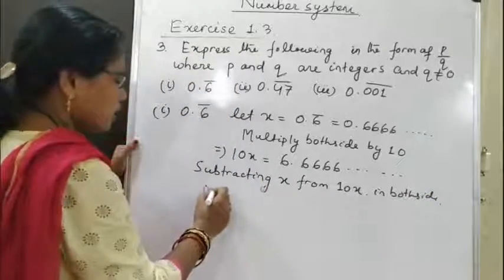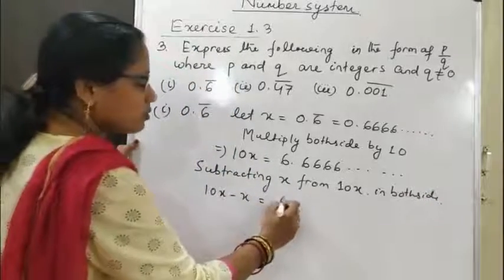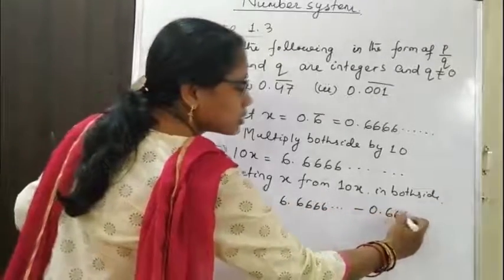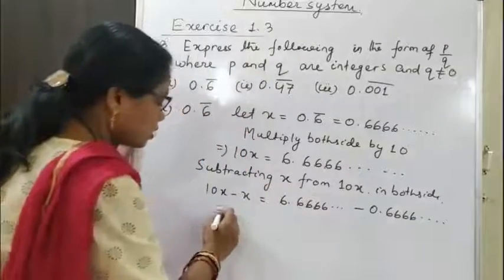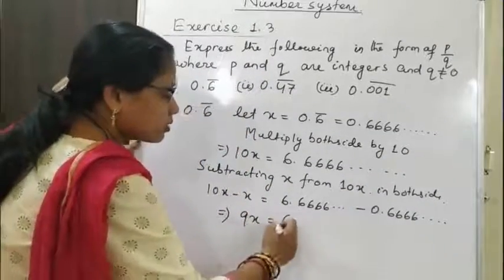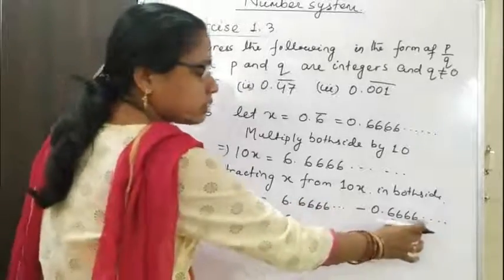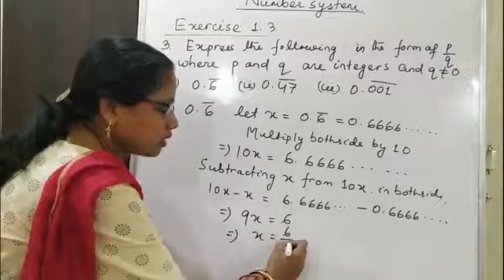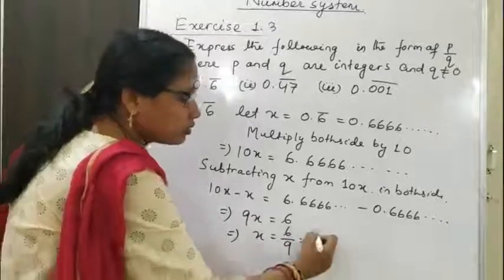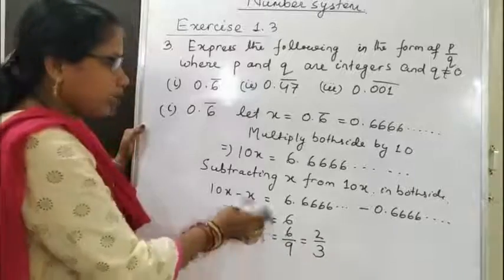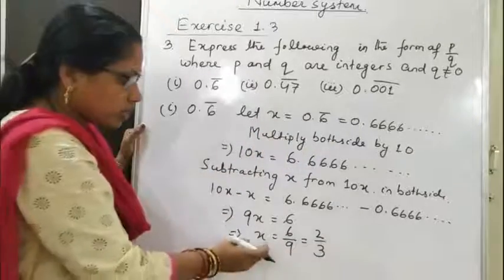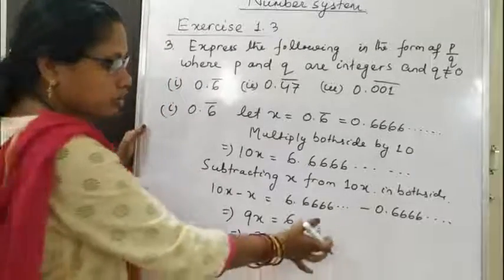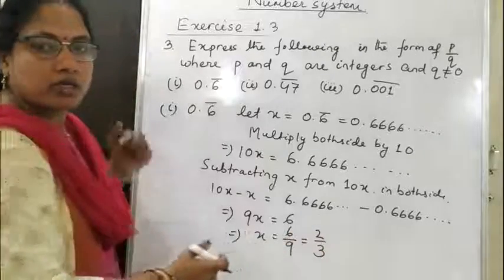So that is 10x minus x is equal to 6.666 up to infinity minus 0.666 up to infinity. So this implies 9x is equal to 6, because the decimal parts are equal in both the numbers. So this implies x is equal to 6 by 9, or that is equal to 2 by 3. So here we have taken x is equal to 0.6 bar, and we represent x in the form of P by Q as 2 by 3. So here P and Q both are integers and Q is not equal to 0.